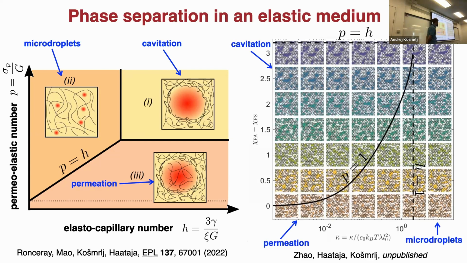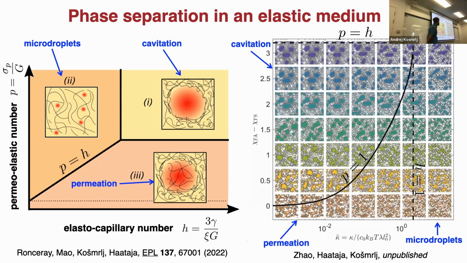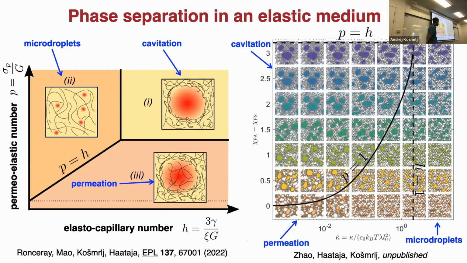So we've done some preliminary simulations related to this work, where we looked at the phase separation inside random elastic networks. In the top left corner, you can recognize this cavitation phase. In the bottom right, you can recognize these microdroplets where the network cannot be deformed. And in the bottom left, you have this permeation, where you see that these condensates also encapsulate some of the fibers and deform the network.